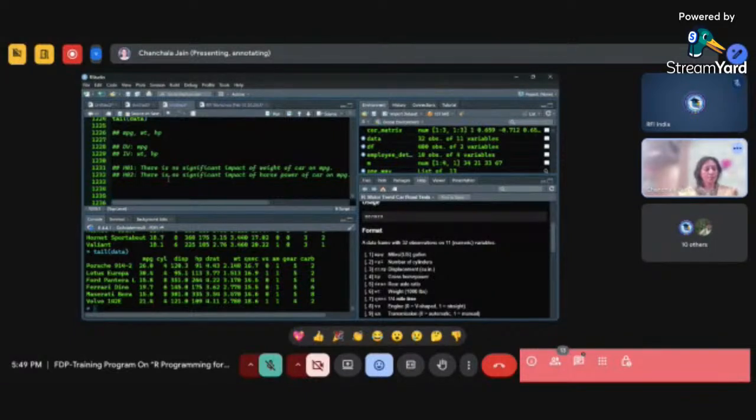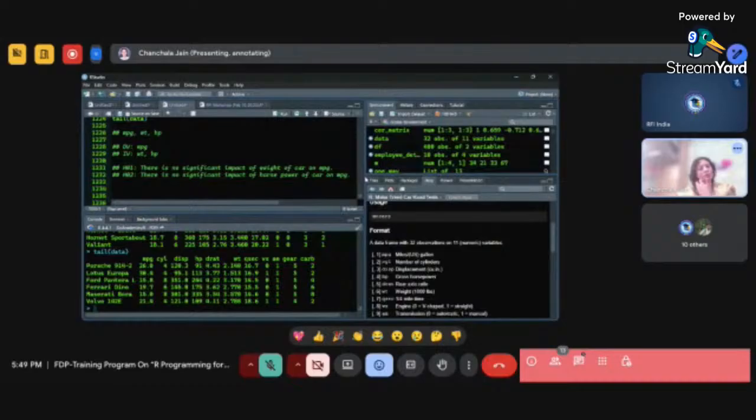Fine. So that means two independent variables I was having, and I have made two null hypotheses. Right? Now I'll go to perform the multiple regression.